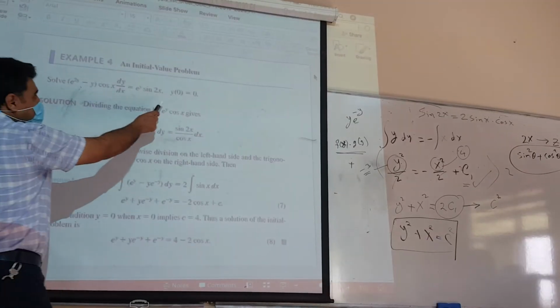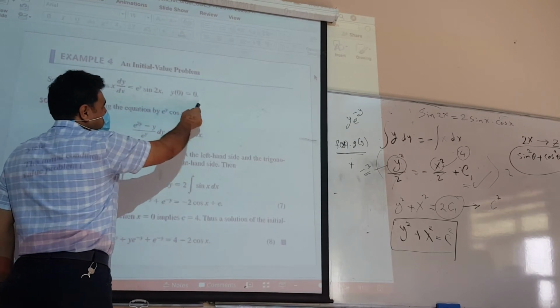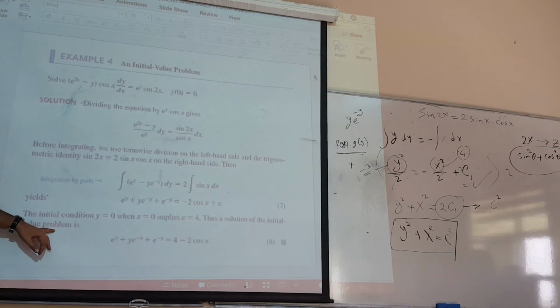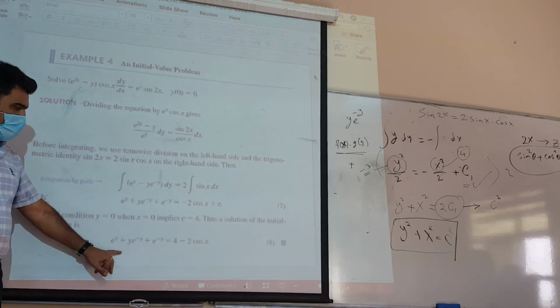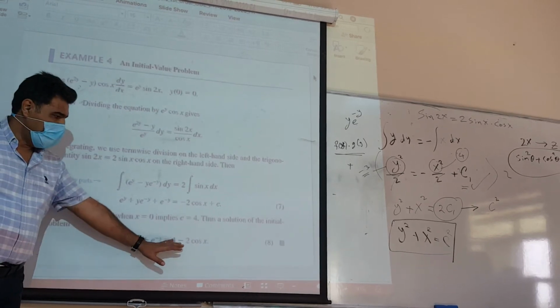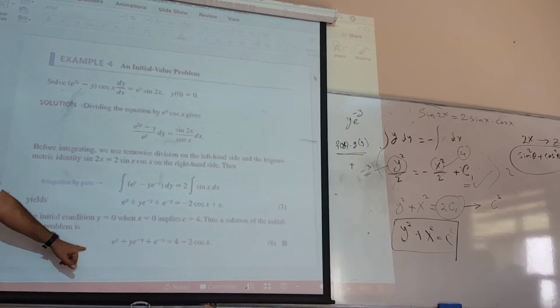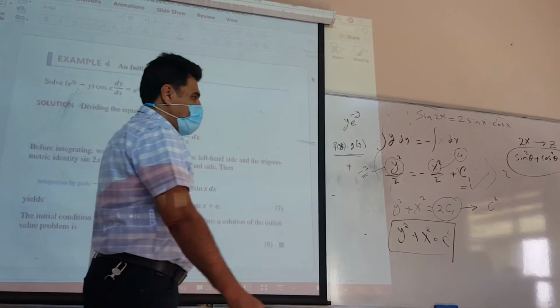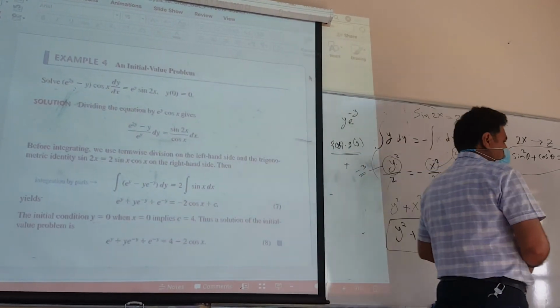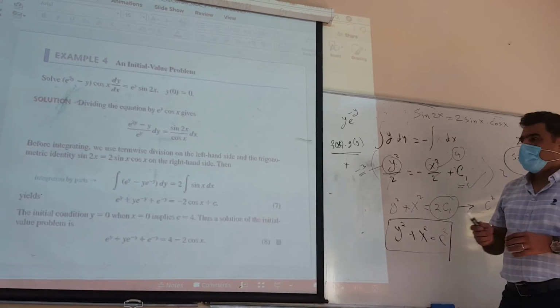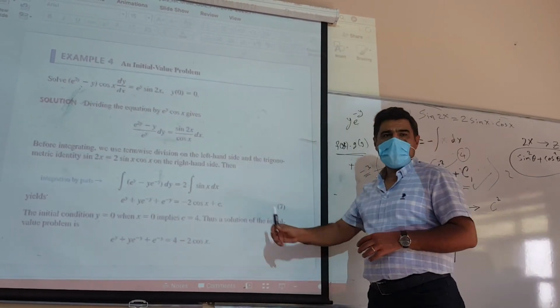So initial value is given. This means x is 0, y will be 0. If you apply the initial value in the equation, you can remove the arbitrary constant and then you will get the particular solution for the differential equation. Is that clear?